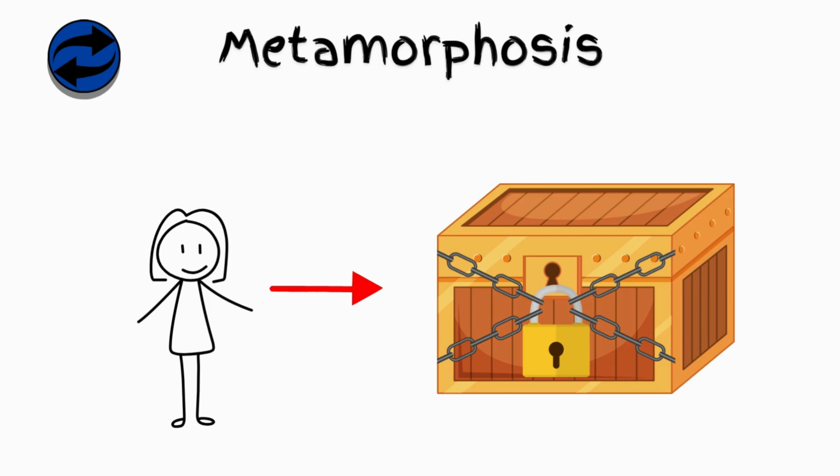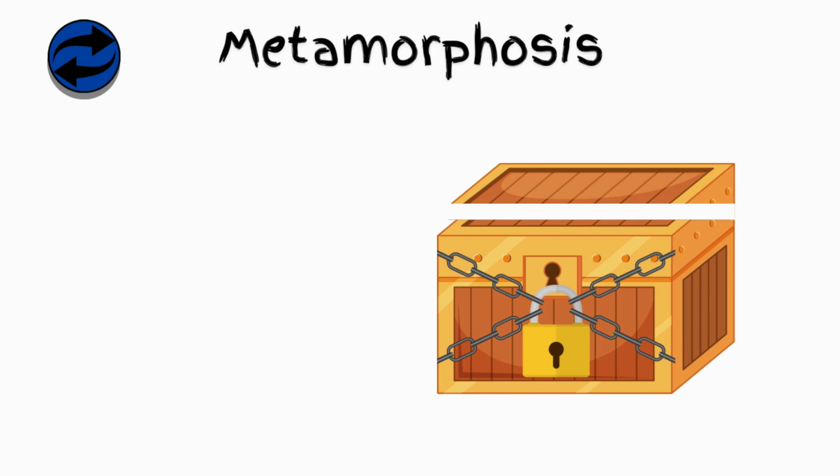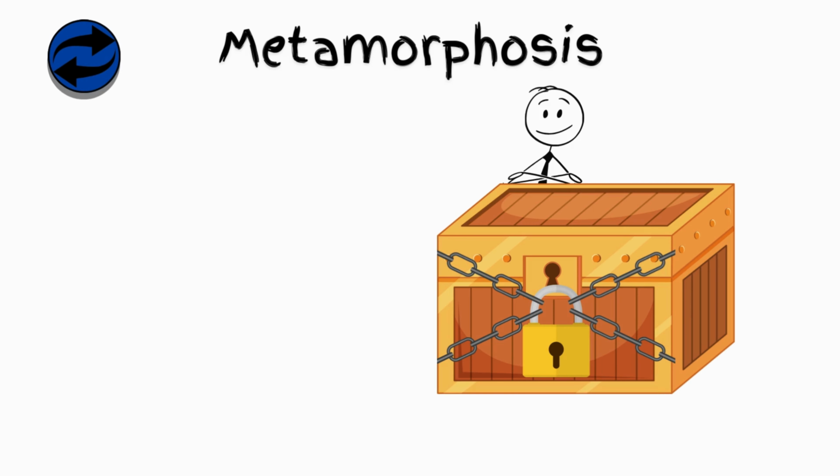Metamorphosis. In this trick, the magician's assistant is locked in a closed, chained box, and in seconds, the magician seems to swap places with them. This is possible because the box has a removable back panel, allowing the assistant to slip out and the magician to enter before the curtain is lifted.